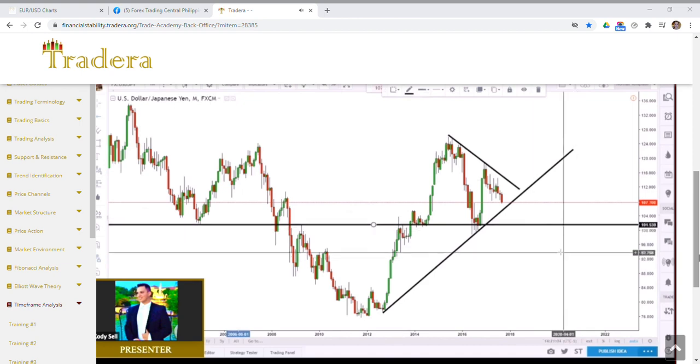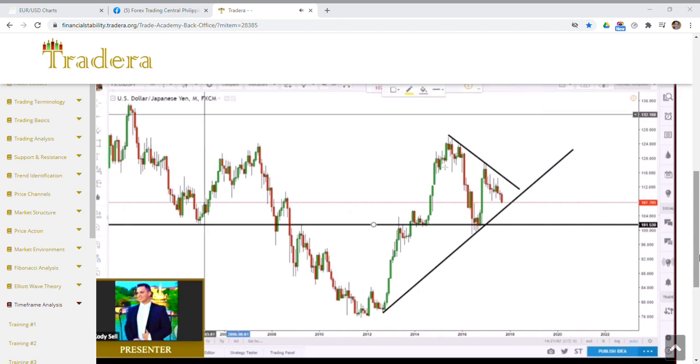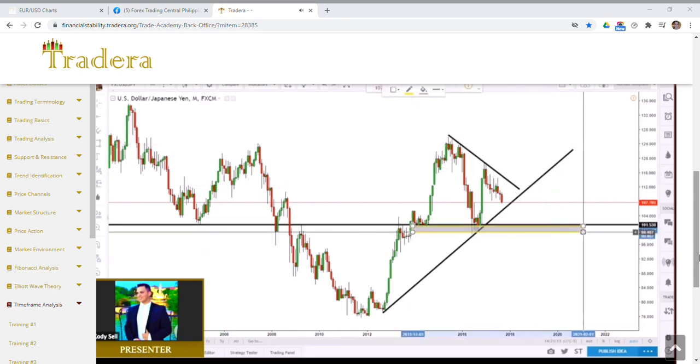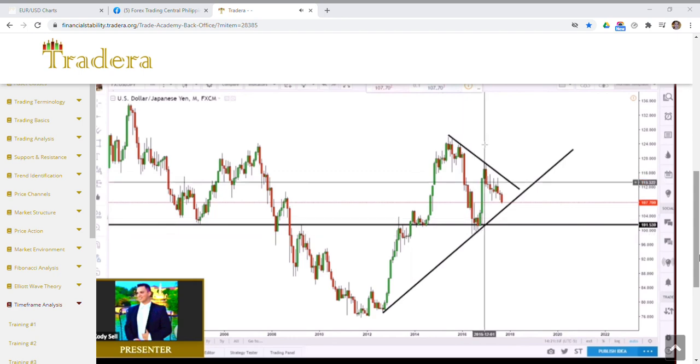Okay, so not only is this an important long-term support and resistance level, this is also a structural level here on the monthly time frame. You guys can see this. So this is structure on the monthly time frame. And we've already come back once and shot up.